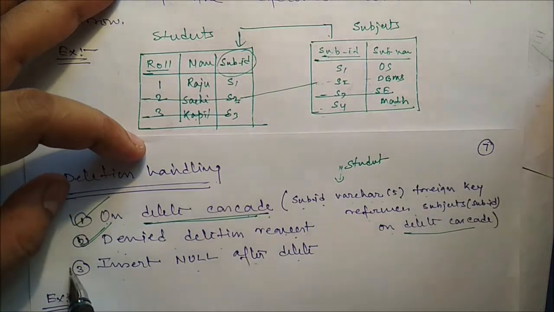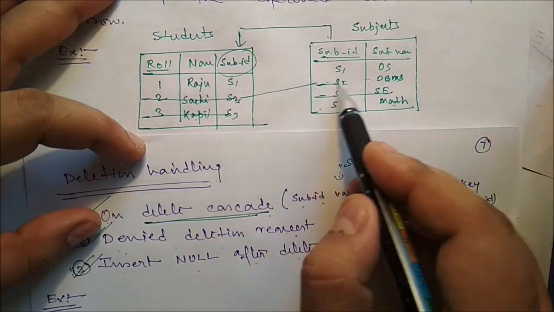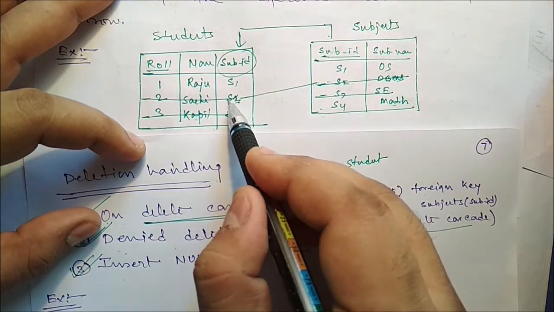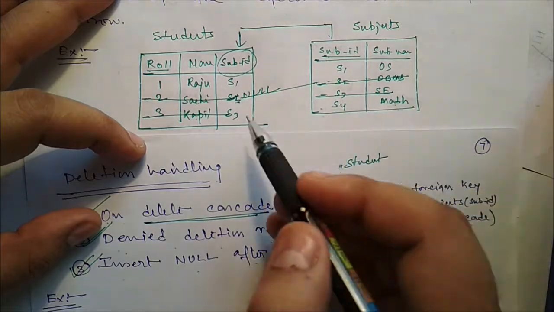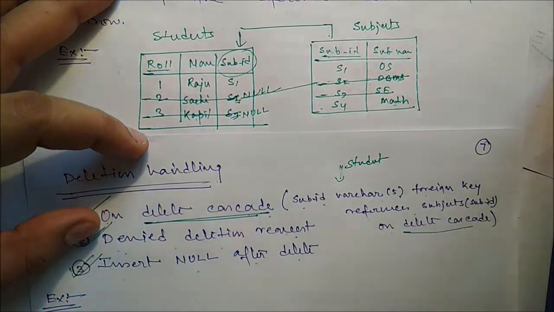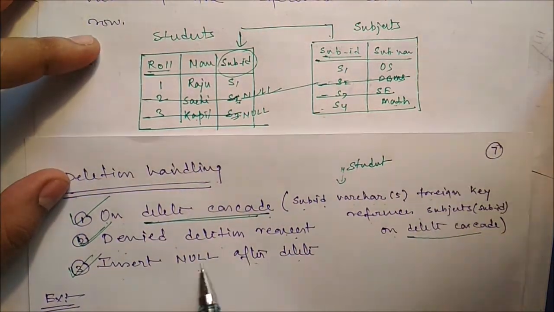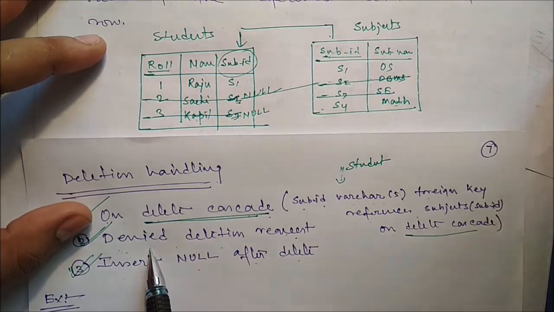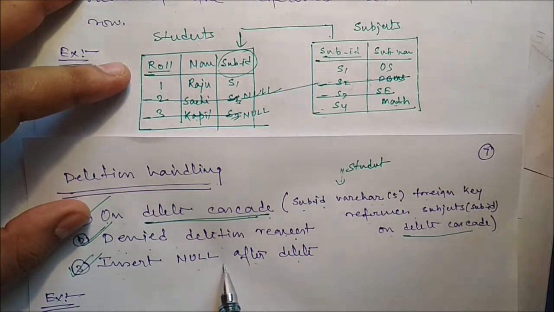And third is insert null after deletion. Now suppose we want to delete S2. Now we can delete S2. So here instead of S2, I have to put the null value. Now suppose you want to delete S3, it is okay, no problem. Here you have to put the null value. That means in delete, the deletion request is denied, and in insert null on referencing table on deletion of the rows from the reference table.